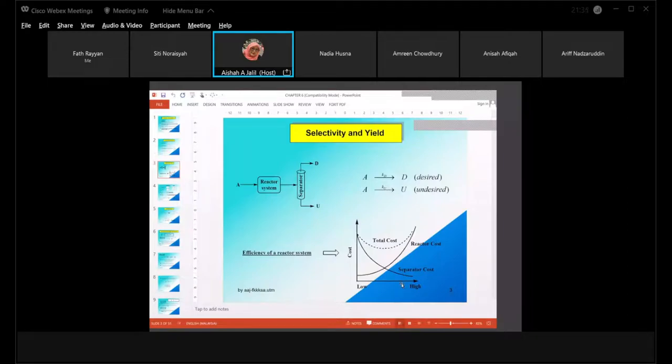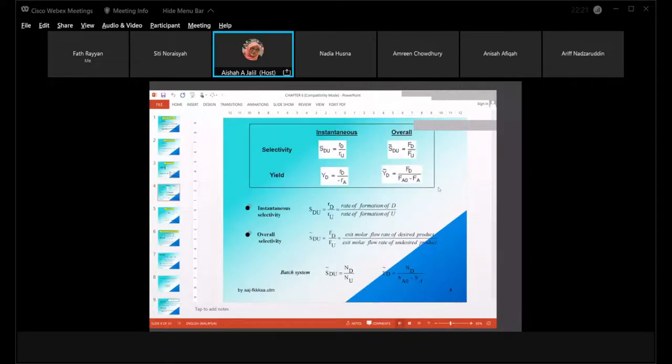Okay, this is a graph. The y-axis is about cost, about money, and this is low or high. So just to show you, if you have a cheap reactor, you have to buy an expensive separator to separate the products. In contrast, if you have an expensive reactor, you just have to buy a cheap separator to separate both of the products.